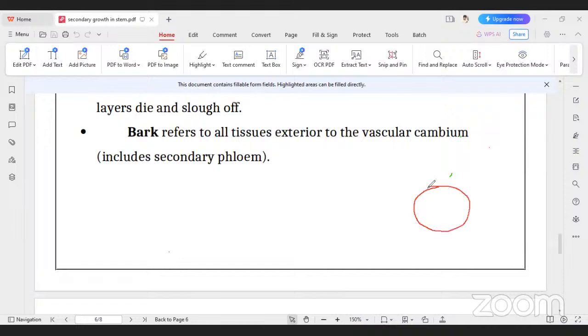This side is the steel, the vascular cambium. Steel, vascular cambium. What happened? Inside, secondary xylem, right? Outside, what happened? Secondary phloem.